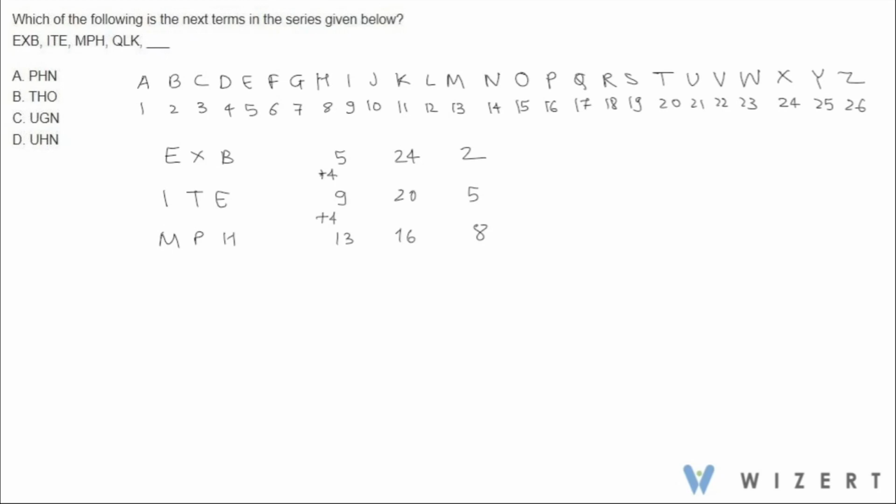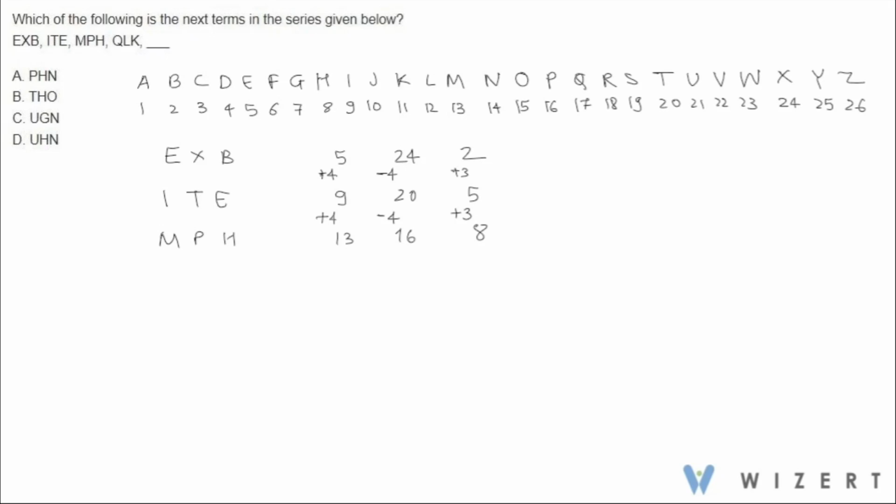But the next letter of the member is differently ordered. 20 from 24 is obtained by minus 4. 16 from 20 is obtained by minus 4. So this is the pattern for the second letter. And for the third letter, we have plus 3.